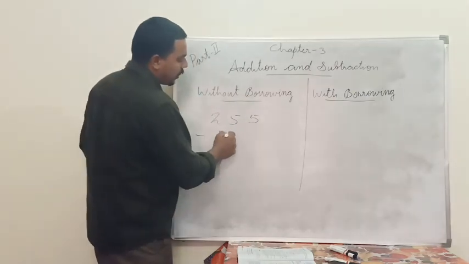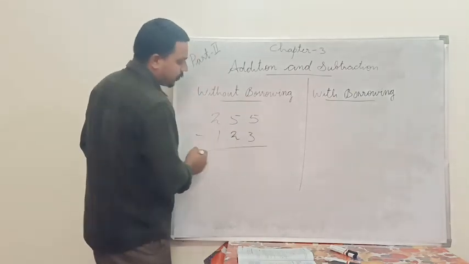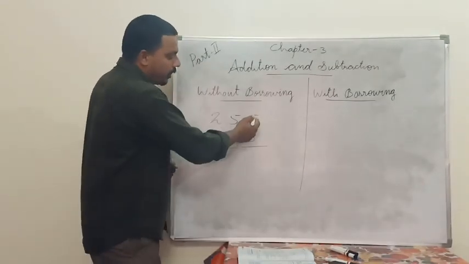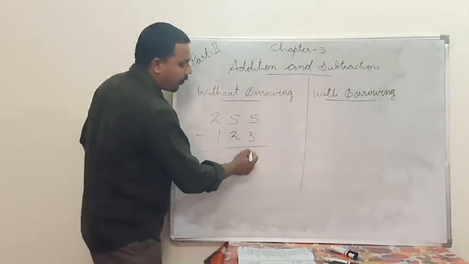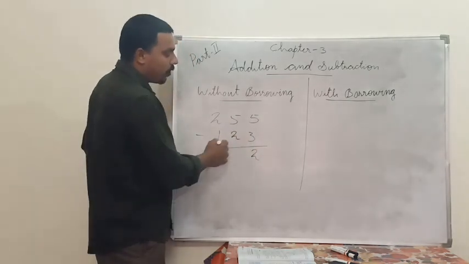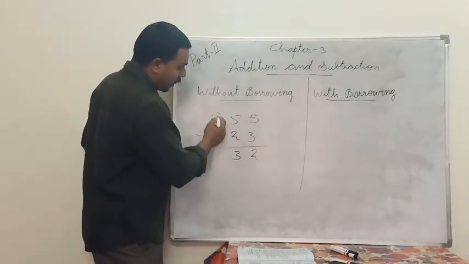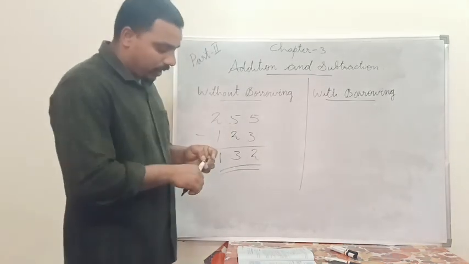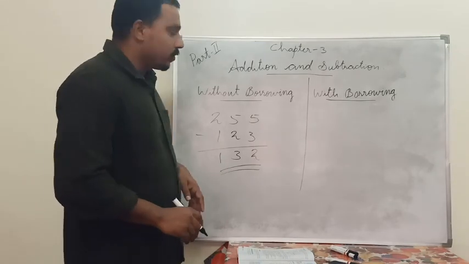255 minus 123. Okay, it's 3 digits. We need to subtract this 3 from 5. We will get a 2. 5 minus 2 is 3. 2 minus 1 is equal to 1. Okay, in this way we are subtracting.